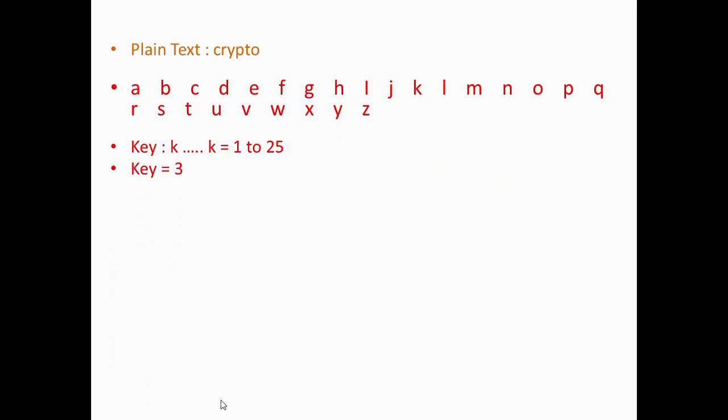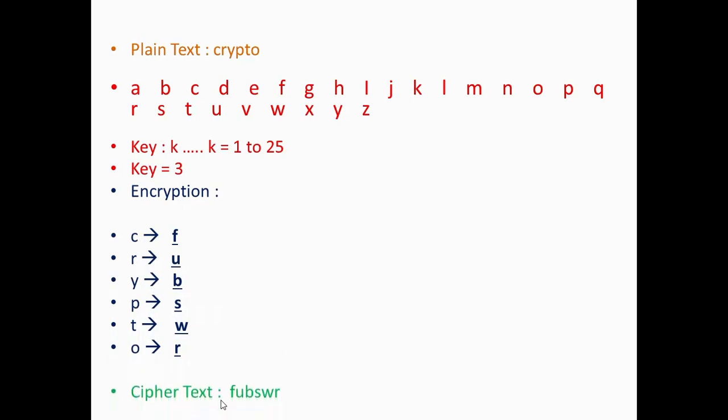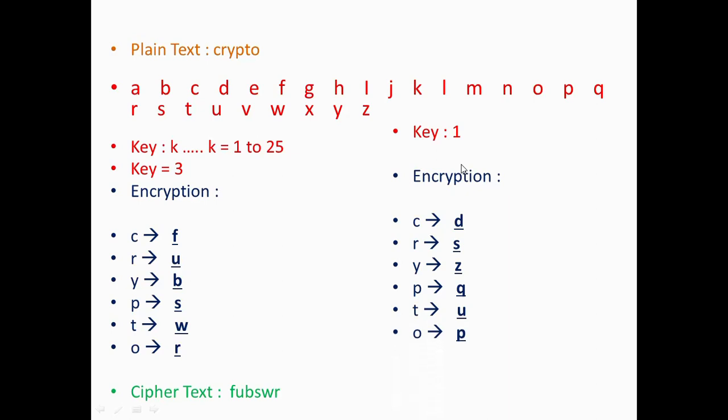So let us see how it works. We can take key equal to 3 also, and the process will be the same as I explained earlier. Or I can take any value. Suppose I select key equal to 1. Then for the same plain text crypto, C will be replaced by D, because the key is only 1. Then R by S, Y by Z, P by Q, T by U, O by P, and I get the cipher text DSZQUP. So you can see that for the same plain text, using the same method, I obtained two different cipher texts because the key I used is different.